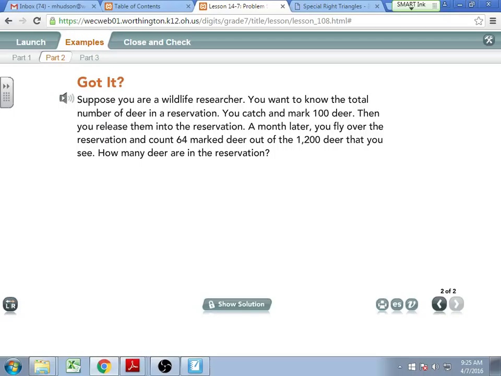Okay, so suppose you're now a wildlife researcher. Use that same method with the deer population. I want you to do this on your own. You're going to set up a proportion that relates your amount tagged out of your total to the amount tagged out of your total, but one should be looking at the whole population, one should be looking at your sample when you came back.